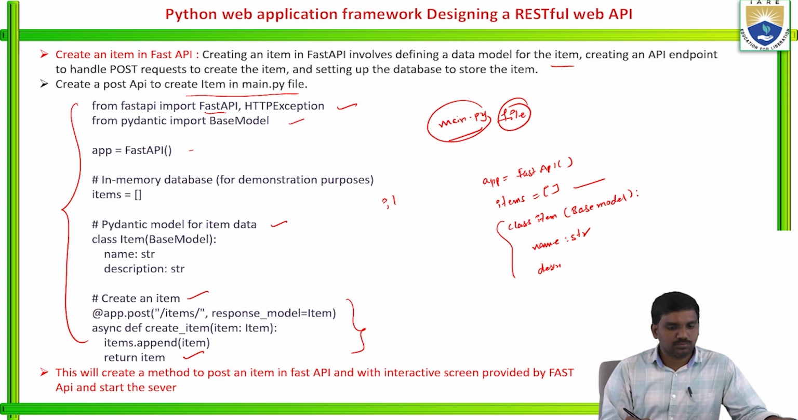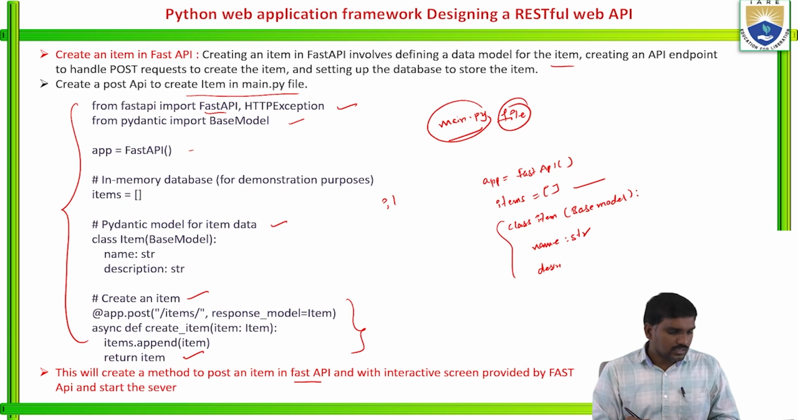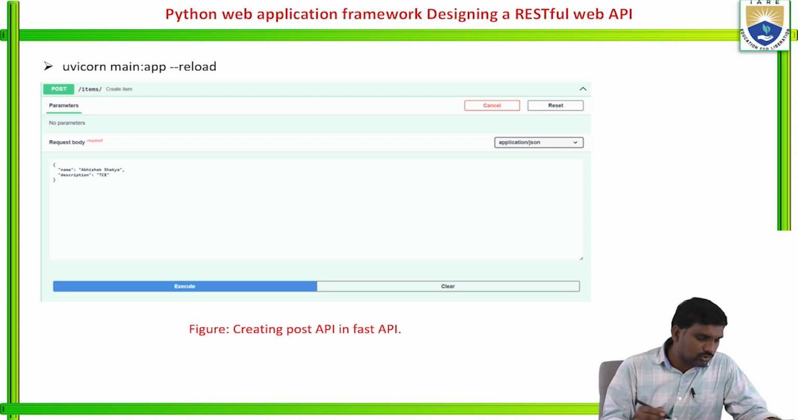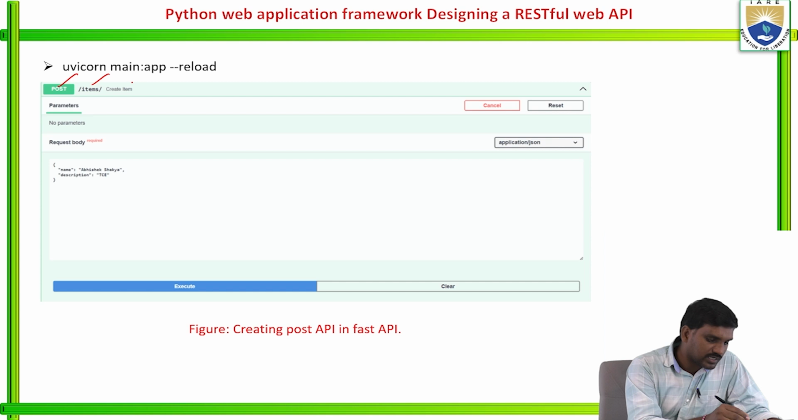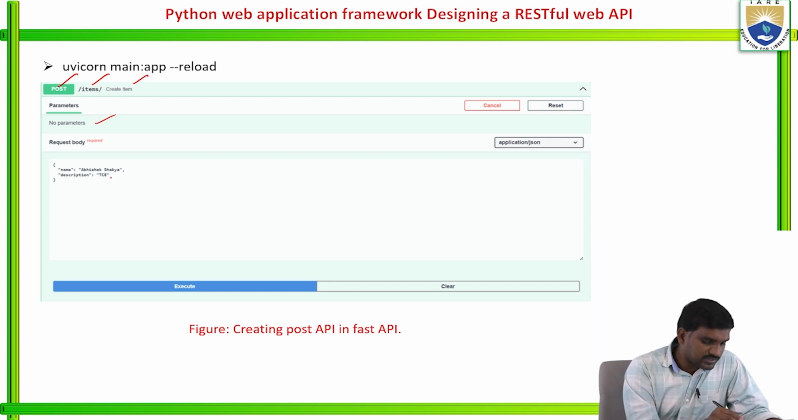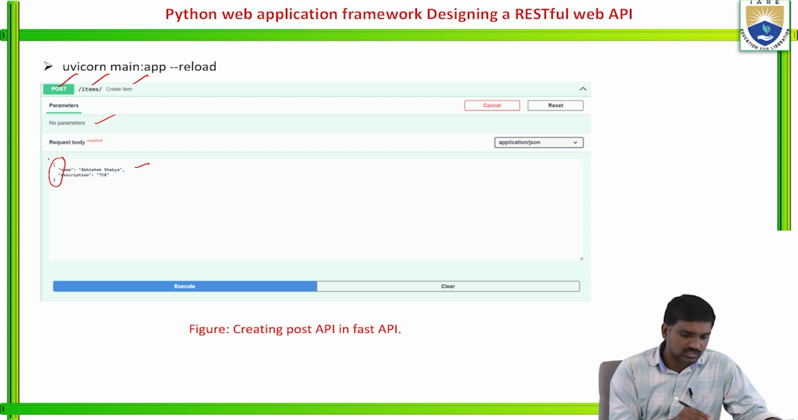This will create a method to post an item in FastAPI, with the interactive screen provided by FastAPI, and start the server. This is the first step of creating an item in FastAPI. Run uvicorn main:app with reload. Here, POST to /items creates an item. We define no parameters, and here name is Abhishek and description is in square brackets. This is creating a POST API in FastAPI. This is a screenshot, not real time.